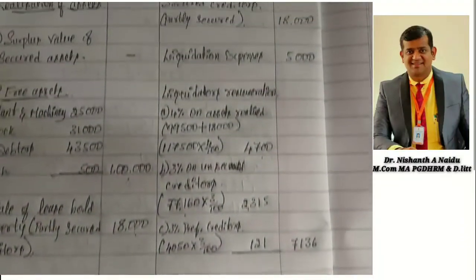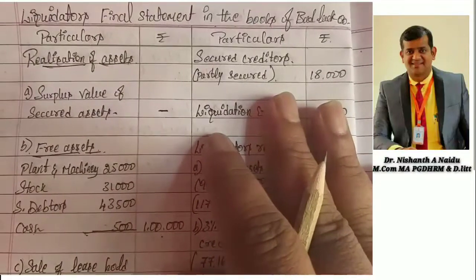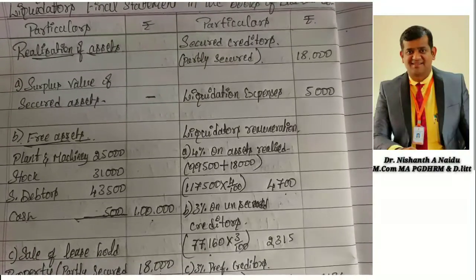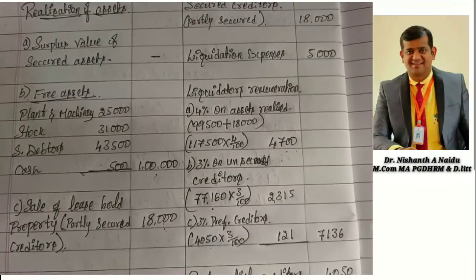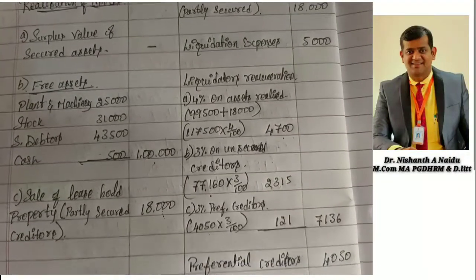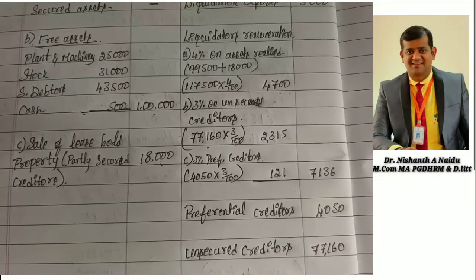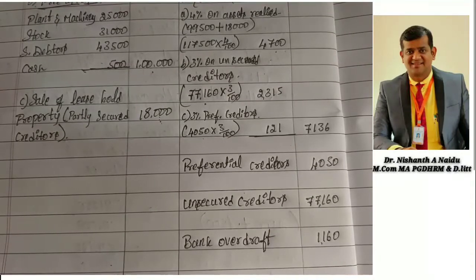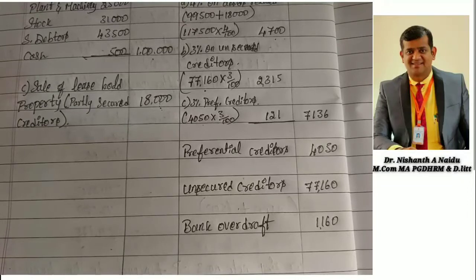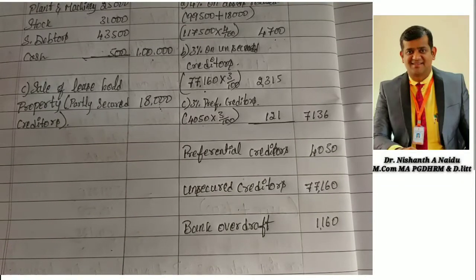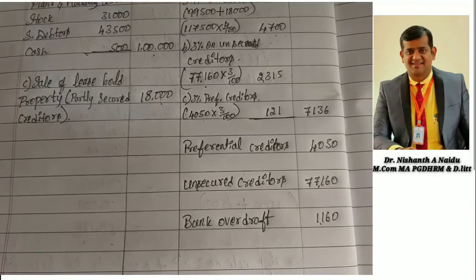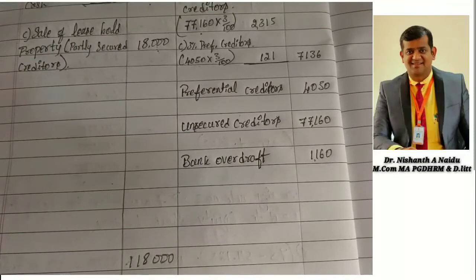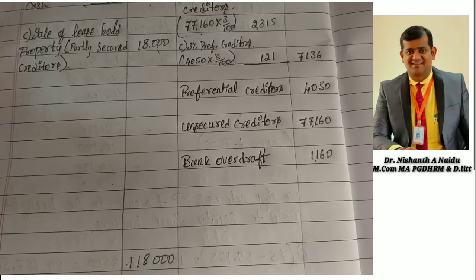Clear? So now on the payment side, that is the credit side of the table, let us check how much money we have paid so far. 18,000 rupees to secured creditors, that is partly secured. Then 5,000 rupees of liquidation expenses. Then 7,136 rupees of liquidator's remuneration. Then 4,050 rupees of preferential creditors, then 77,160 rupees to unsecured creditors, then bank overdraft 1,160. So in total we have paid 1,12,506 rupees. That is the total expenditure.